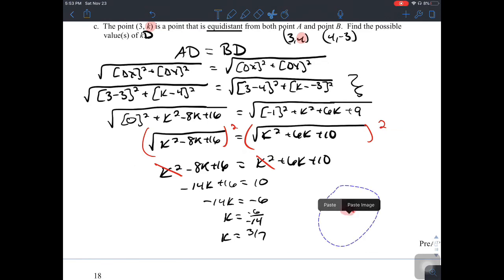So for this problem, we would get a point for that, and we would get a point for that right there. That's 2 points for this part of the problem.